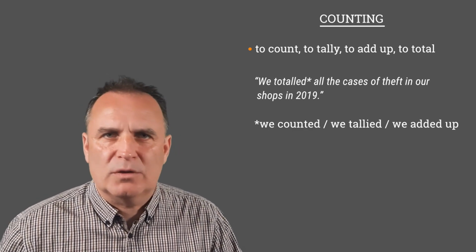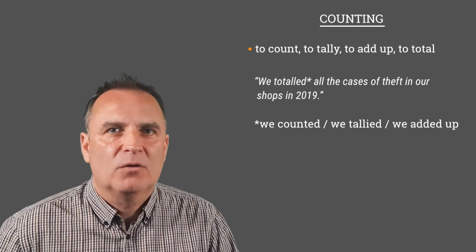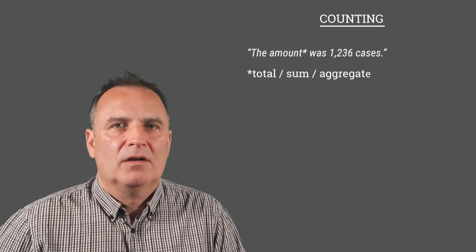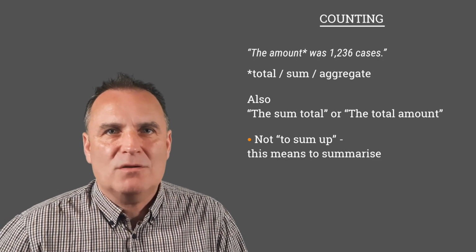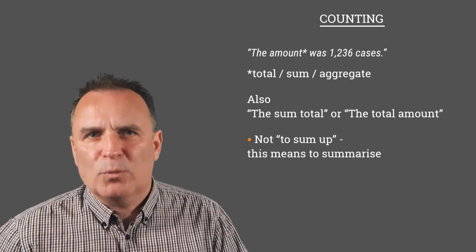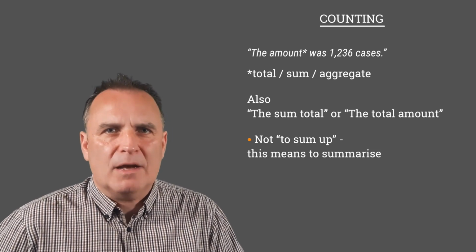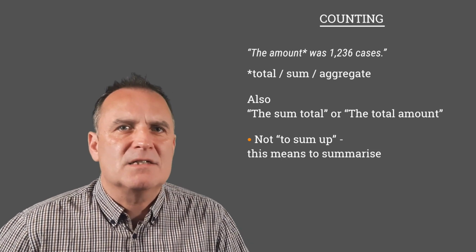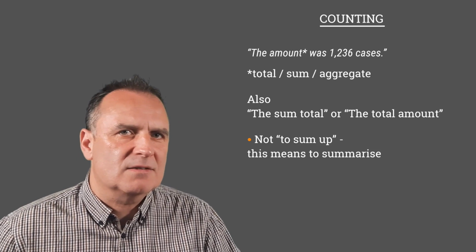Right? We counted all the cases of theft. We tallied all the cases of theft. We added them all up. But of course, also the word amount is very useful. The amount was 1,236 cases. Remember, we're adding up the number of thefts, and maybe the amount in the end was 1,236 cases of theft. Or the total was 1,236.